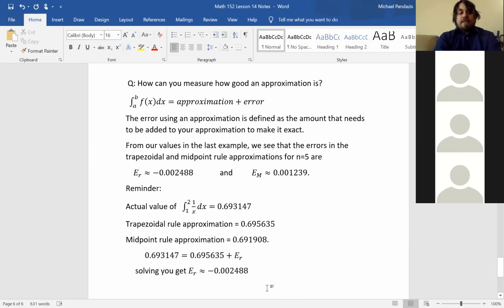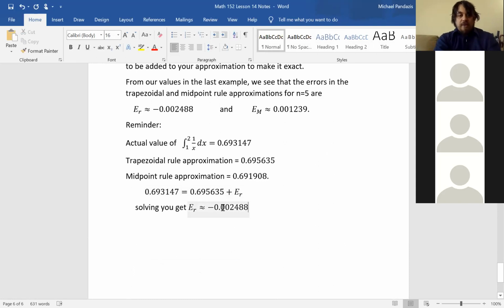Solving, you get E sub r is approximately that. So if you take this amount and you add that one to it, you get that. Or you would solve for it. You'd do E sub r is equal to 0.693147 minus 0.695635, and then you would get that.